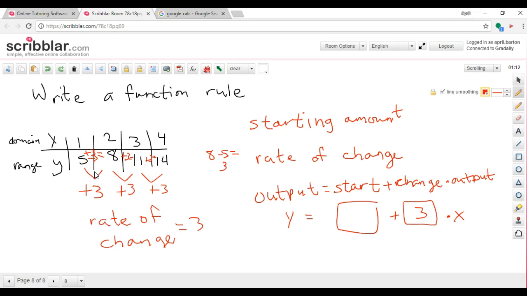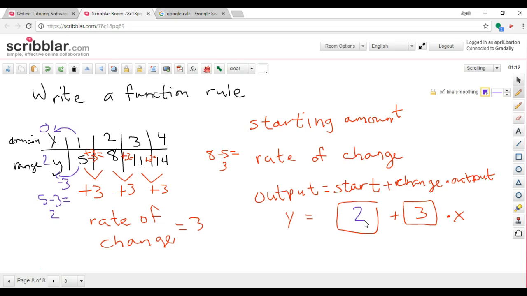Now to get to the starting amount, we want what we are if we're back at 0. If we go backwards, instead of adding the 3, we want to subtract that rate of change. We want to go 5 backwards to what we would have started with at 0. So 5 minus the 3 gives us a 2. And that will be our starting amount because that's what we are at 0.